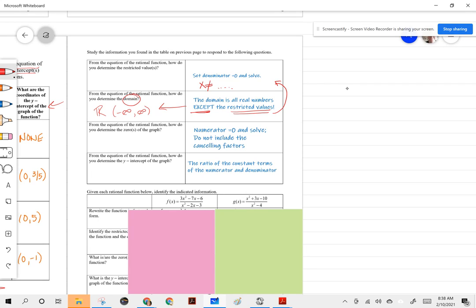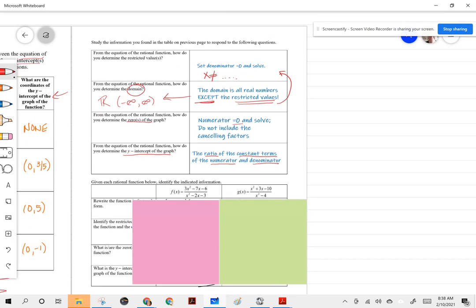All right, how do you determine the zeros of the graph? Well, you set the numerator equal to 0 and solve, but do not include the canceling factors. So the idea is to cancel out those factors and then set whatever non-canceling factors you have equal to 0 and solve. All right, and then here we have the y-intercept. It's just the ratio of the constant terms between the numerator and the denominator.